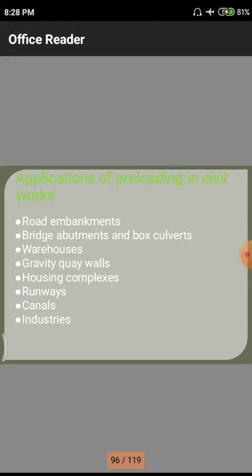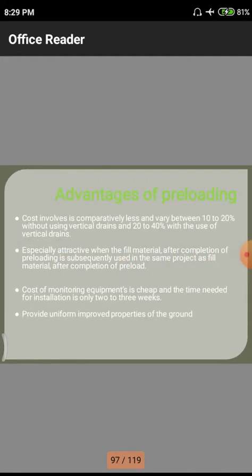Mainly here we have 8 constructions. First one is the road embankment. Next are bridge abutments and culverts, warehouses, gravity walls, housing complexes, runways, canals and industries. All those things I explained in the previous class.